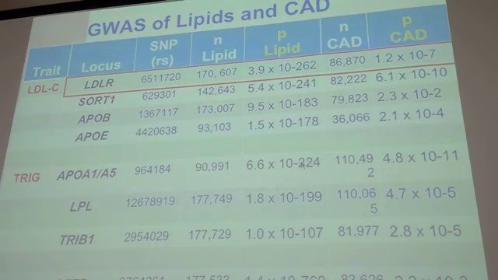That emerged at the top of the list for triglyceride lipoprotein lipase. And then TRIB1 actually was a discovery. We won't talk about that. That was a new gene that was discovered through this genome-wide approach.